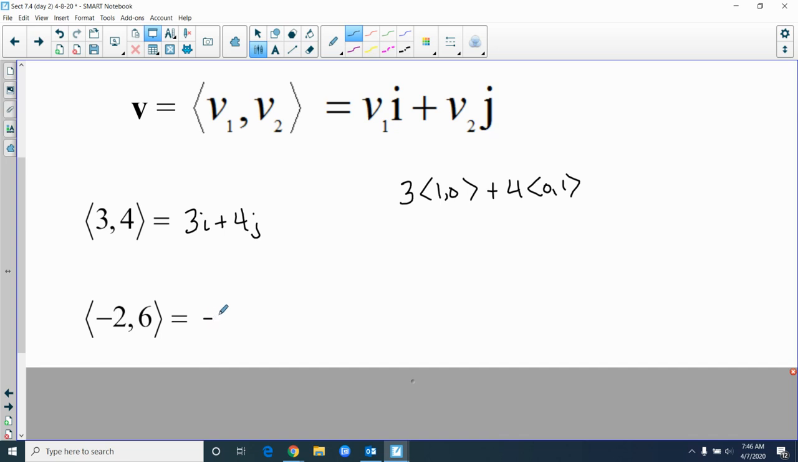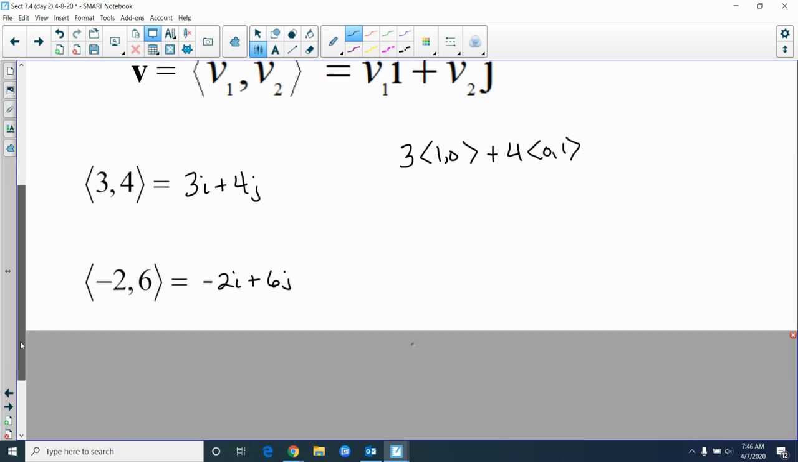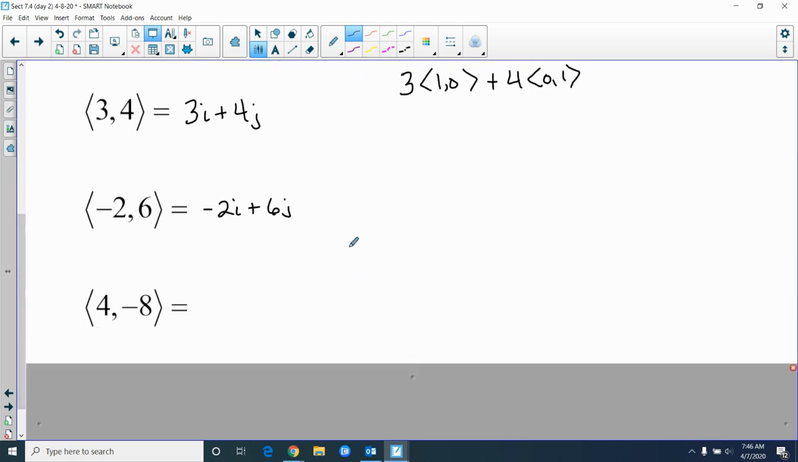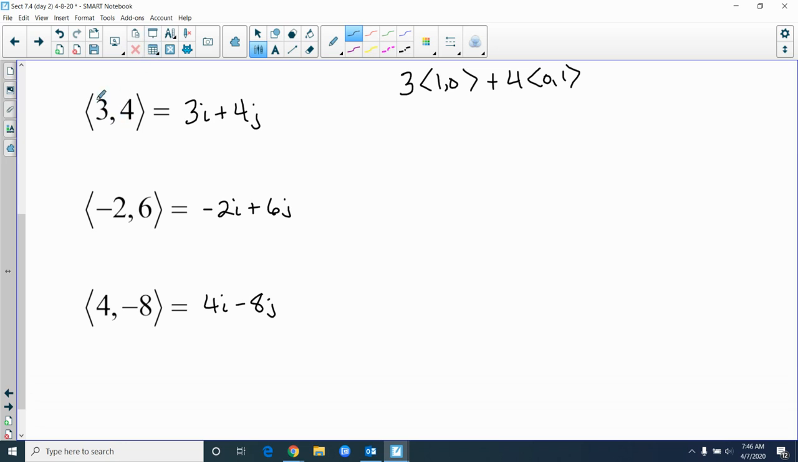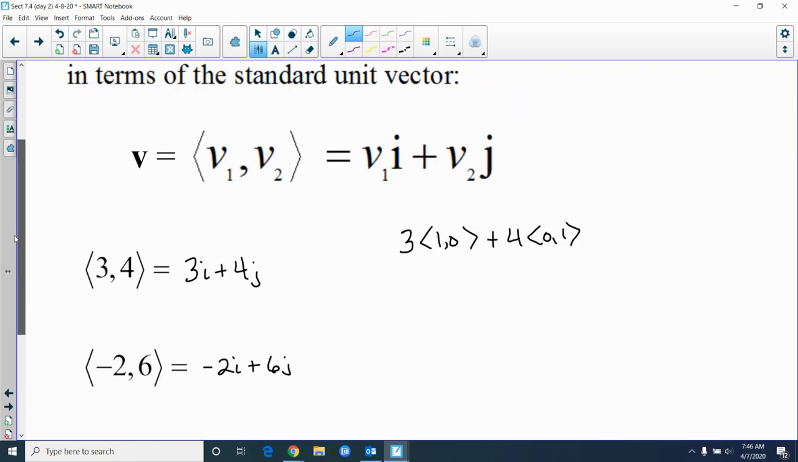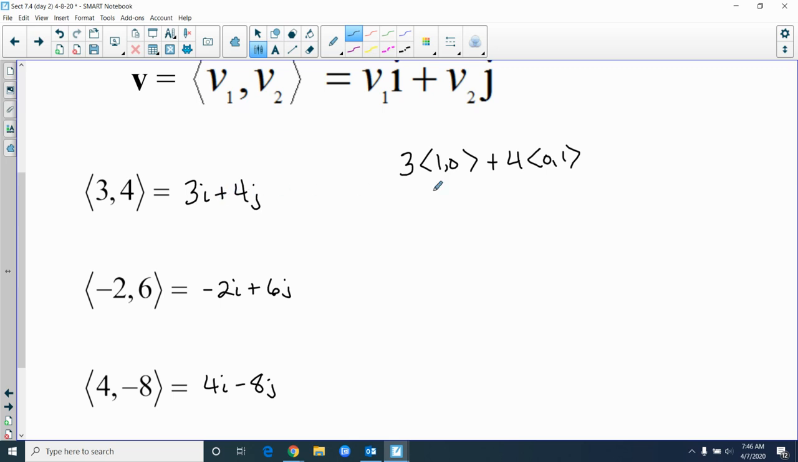Negative 2, 6 is negative 2i plus 6j. And 4, negative 8 is just 4i minus 8j. So that's another equivalent way to write a position vector. Typically we are going to use the ij method. We learned how to write a position vector and we know what it represents. Now 3i plus 4j is the position vector that starts at 0, 0 and ends at the point 3, 4.